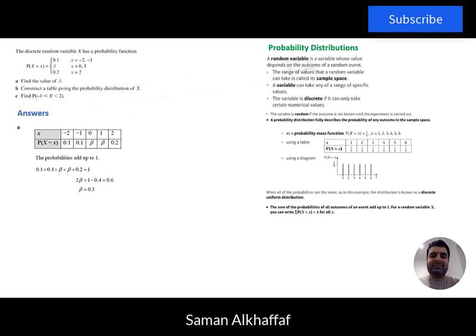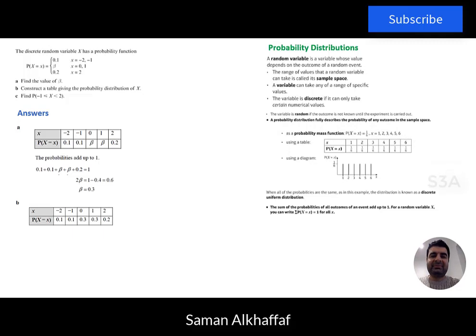For part B, construct a table given the probability distribution of X. So in this scenario, we create our table, and since we found the value of beta, we populate the values of beta. This is how our table would look after the values of beta are populated.